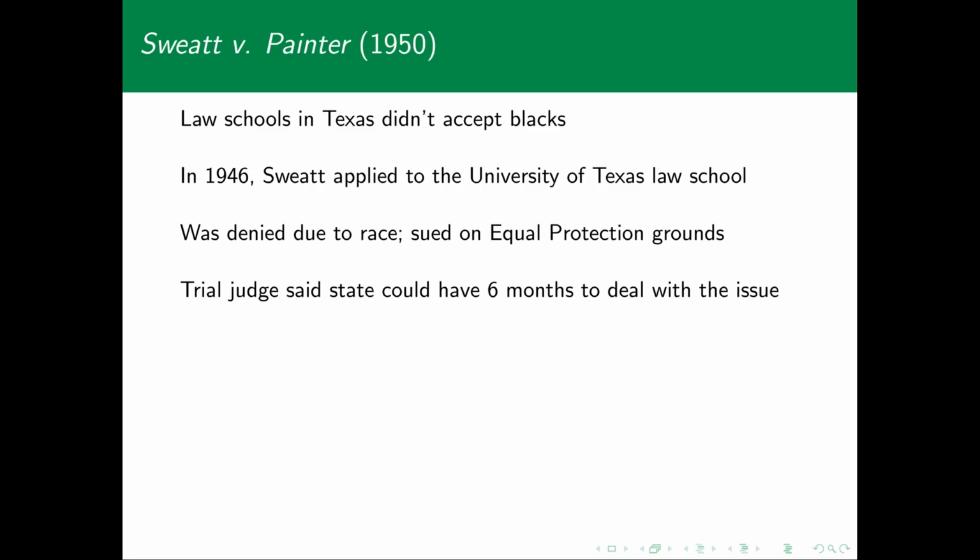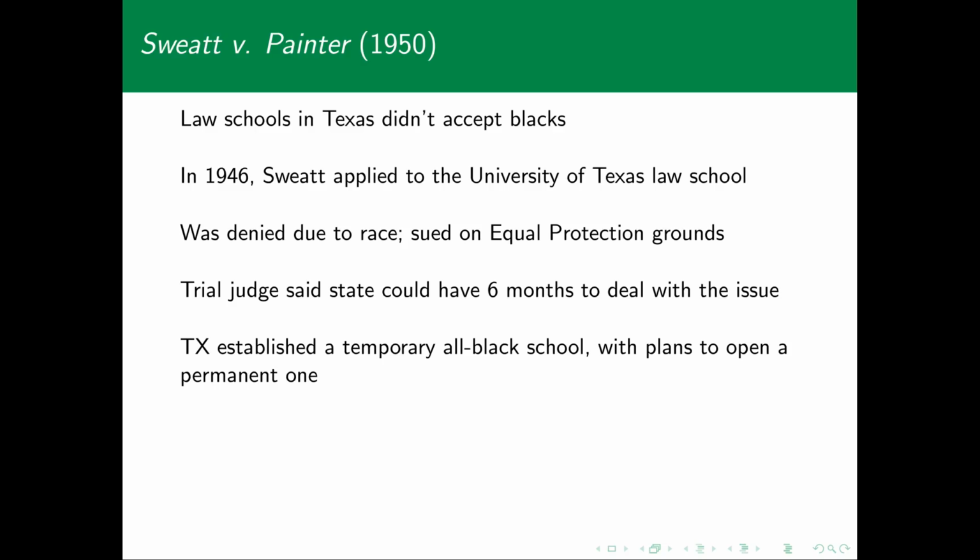That's an option you can do. You can integrate UT, but you have 6 months to deal with the issue. So what they did in that time is they established a temporary all-black law school, and they planned to open a permanent one. So no longer were Texas law students required to go out of state. Black Texas students who were interested in the law didn't have to go out of state. They could go to this temporary all-black one, and eventually what would have been the permanent all-black law school.